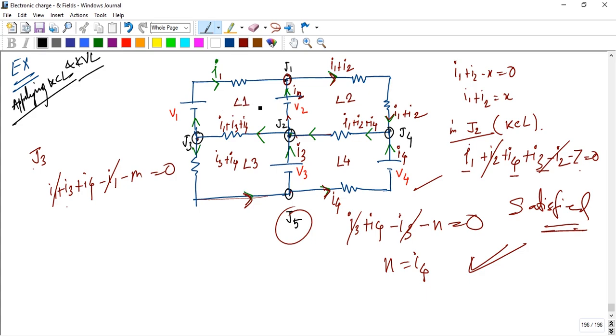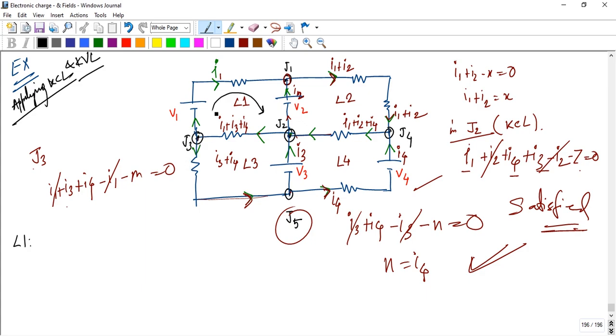First, loop 1, and you know the KVL. What is KVL? The algebraic sum of all potential drops in a closed loop is equal to 0. So here I will choose the direction. My direction is, suppose, clockwise. In loop 1, apply KVL in the clockwise direction, starting from the point here.